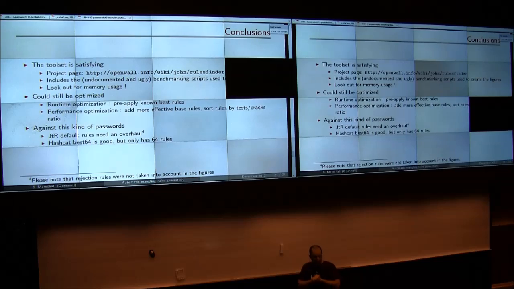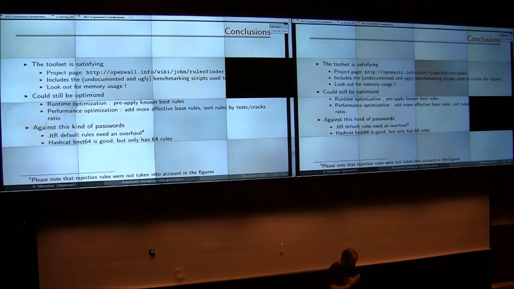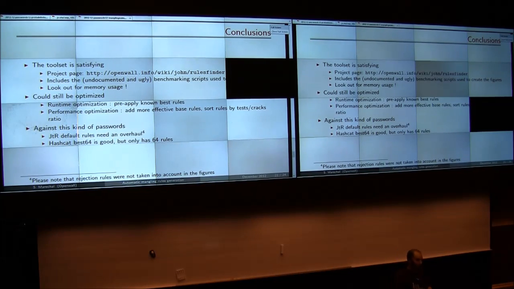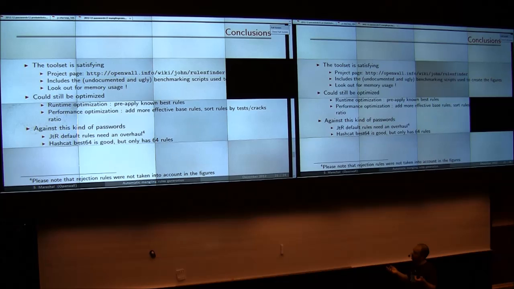There are still a lot of optimizations that can be done. For example, it's obvious that the best rule is the identity rule. So you can just pre-apply it, remove all passwords that are cracked by the identity rule, and start from that. You will greatly reduce the runtime and memory usage. Also, what would be nice is to add better rules, obviously, and to rank them by effectiveness and not by password cracks.